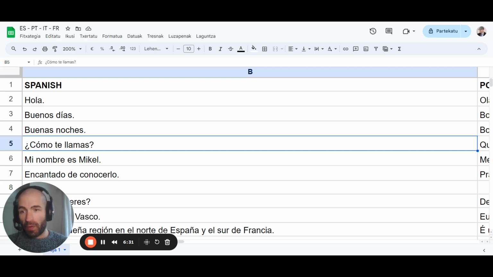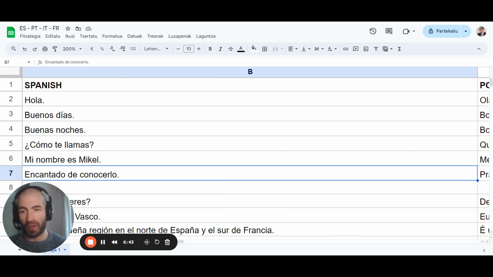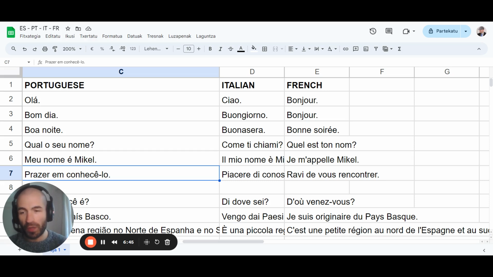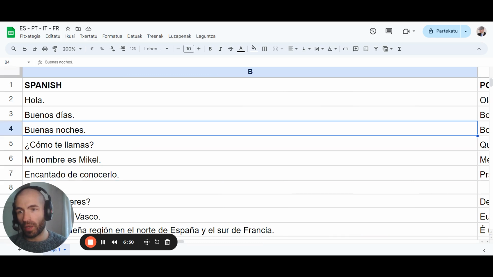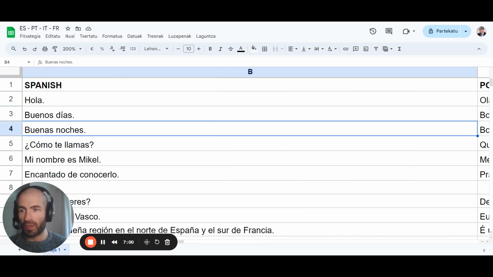This type of exercise helps you work on your accent as well. Yeah, because they might look similar, but pronunciation is very different. Encantado de conocerlo, prazer em conhecê-lo, and obviously my Spanish is going to have better pronunciation than my Portuguese. But yeah, buenos días, bom dia. They do like a dia thing here, at least in Brazil. Boa noite, buenas noches. Yeah, you try to do it.